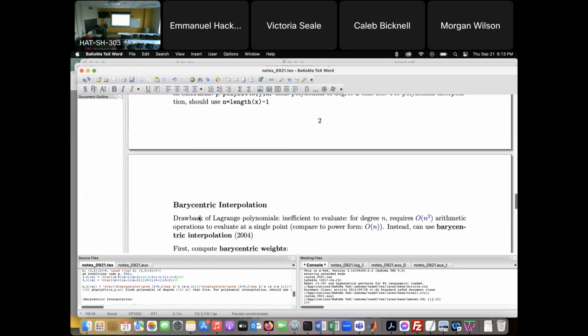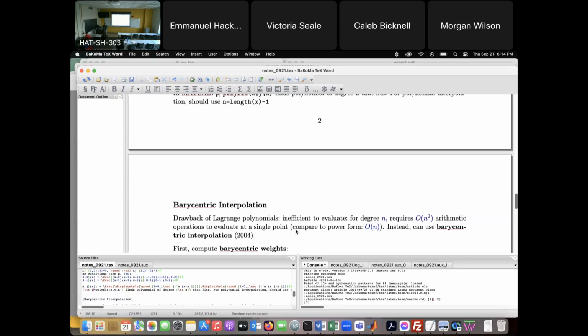So Lagrange polynomials are an improvement on solving systems of linear equations because they're more efficient. They perform only order n squared arithmetic operations instead of n cubed. But there's one problem: once you form the polynomials, if you leave them in Lagrange form, they're not so efficient to evaluate.